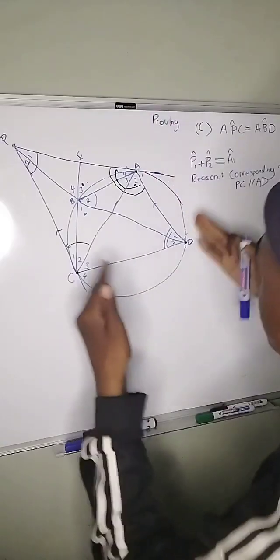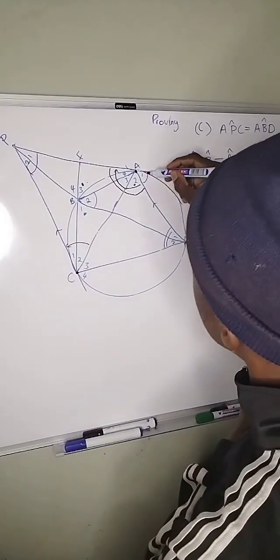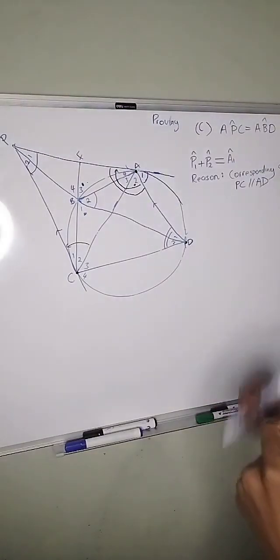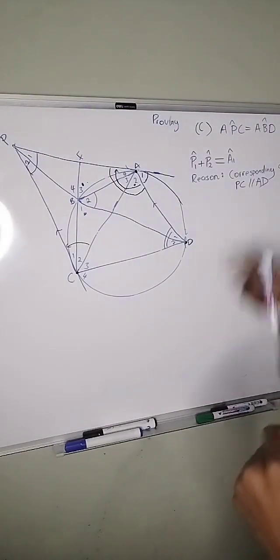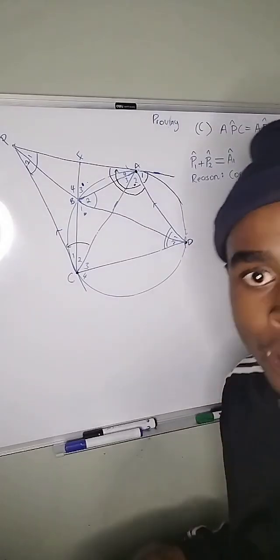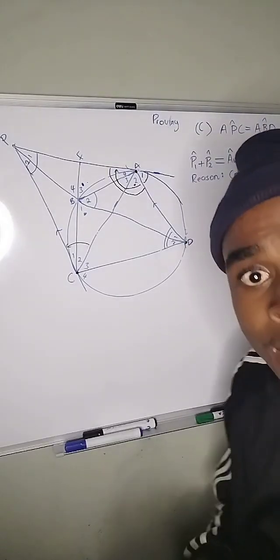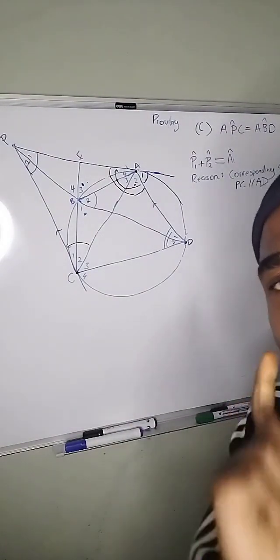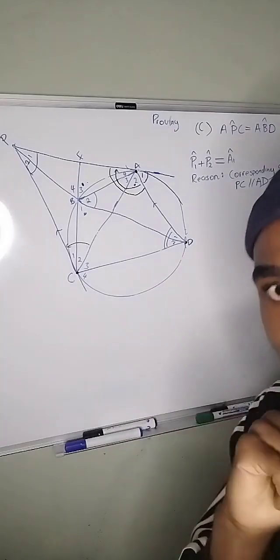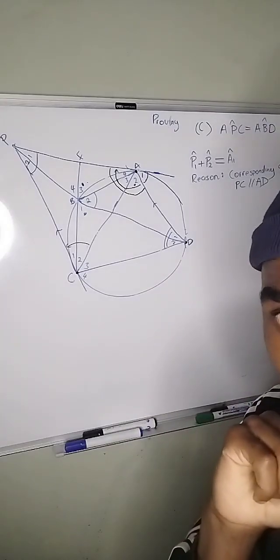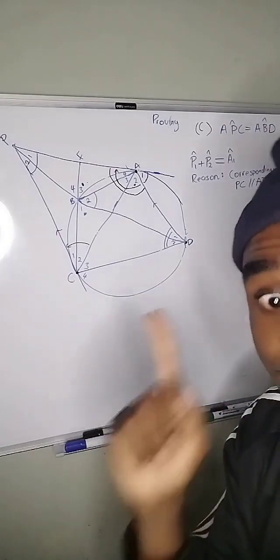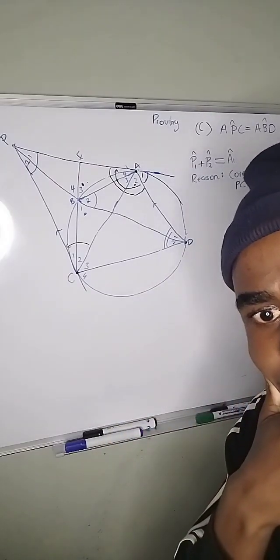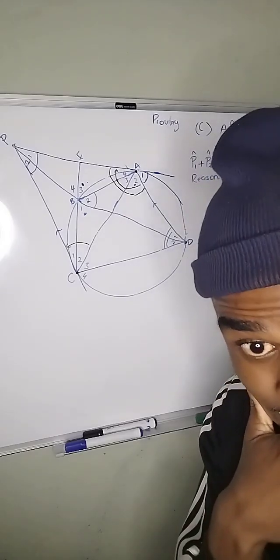Do you see, Mos? And this A1 is the one which is equal to P1 plus P2. Reason: PC parallel to AD. Finished. Now, do you see that PA is a tangent? Can I have a yes, no? Do you see that PA is a tangent? Can I get a yes, no? Thank you very much.